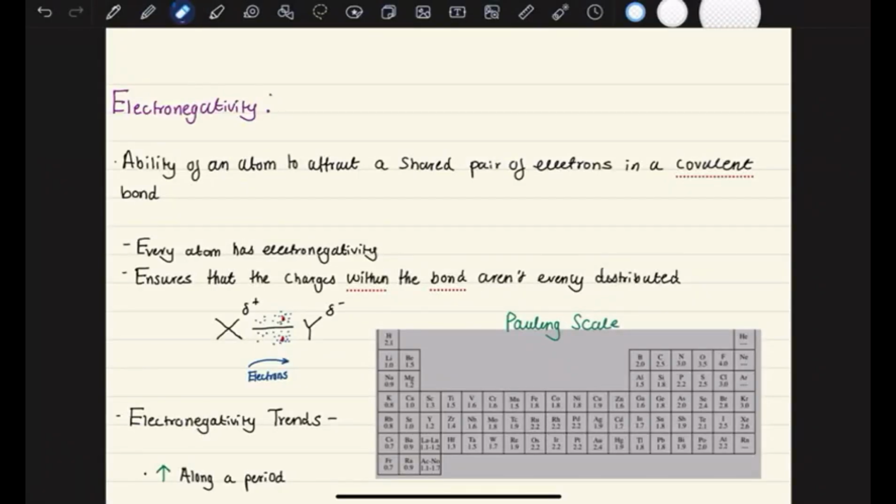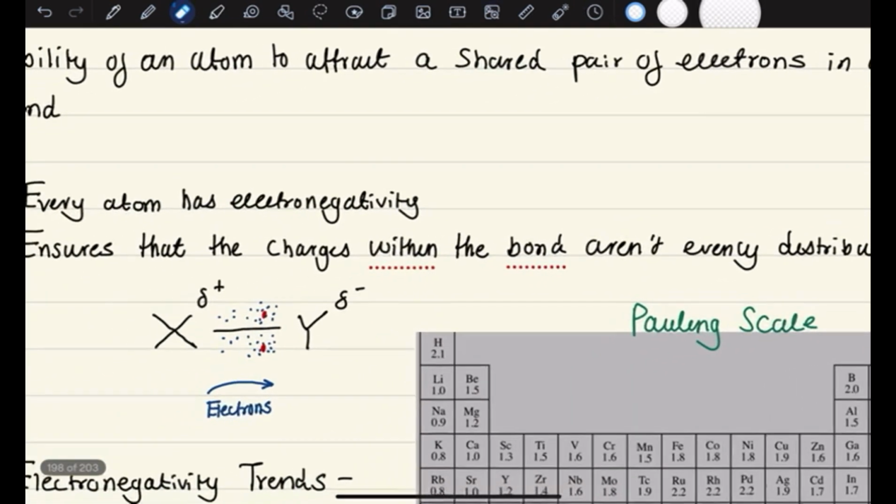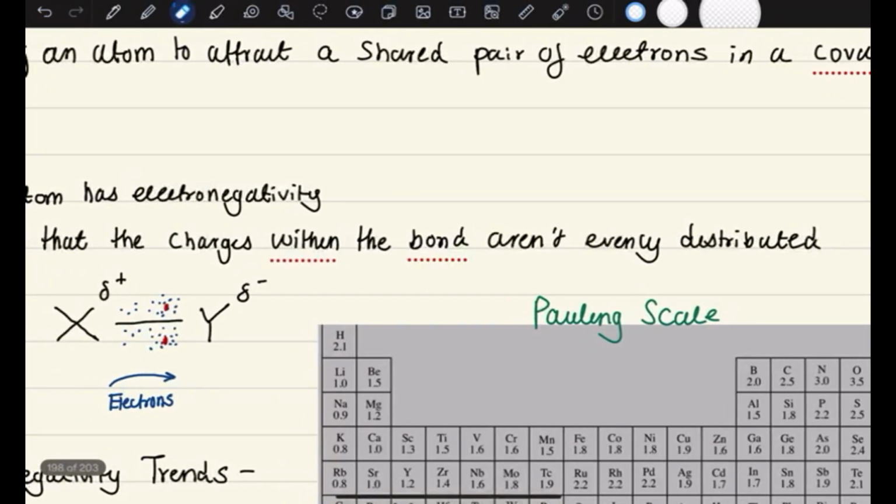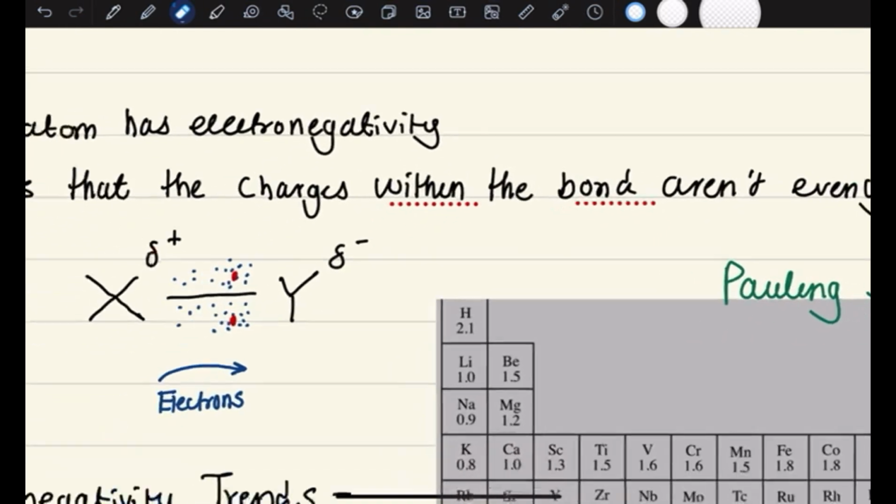Okay, so we're going to introduce a new term called electronegativity. And literally, the definition right here: the ability of an atom to attract the shared pair of electrons in a covalent bond. All you need to know, yeah? Every single element on your periodic table has electronegativity, right? And the charges within the bond aren't evenly distributed. So due to this phenomenon of electronegativity, the charge within a bond is not equal.